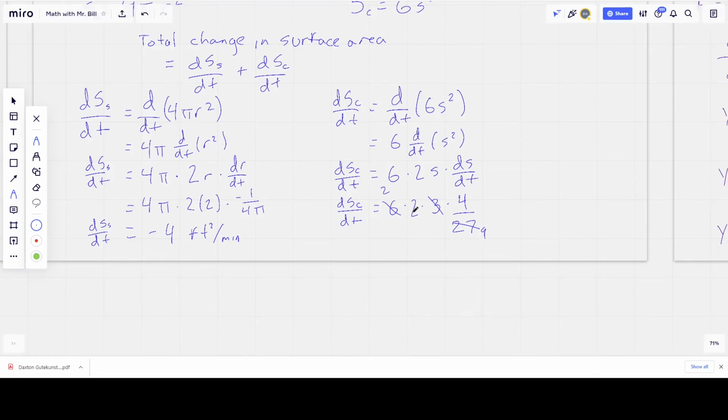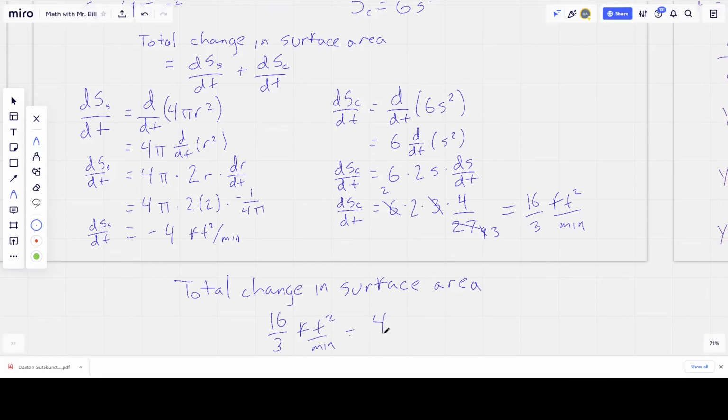The 6 has a 3 in it as well, and then I'll take that down to 3. And so we end up getting 2 times 2 times 4, which is 16 over 3 feet squared per minute. The total change in surface area between the sphere and the cube is going to be the change in the cube surface area, because that's positive, because that's growing, minus the change in the area of the sphere. So combining those, that's 16 thirds minus 4. 4 is 12 thirds. So that gives you 4 thirds square feet per minute.